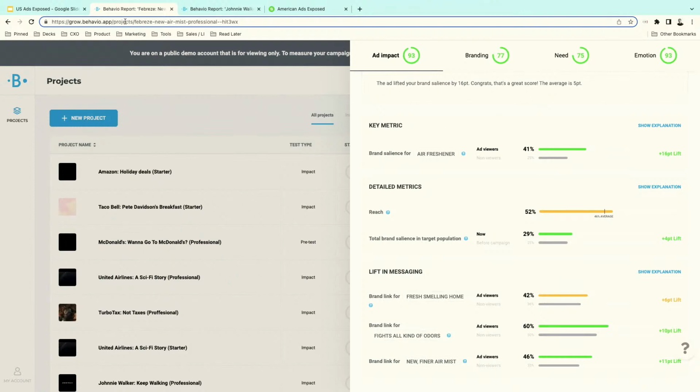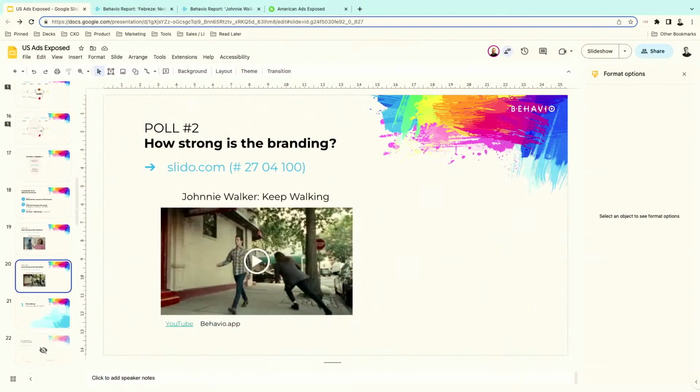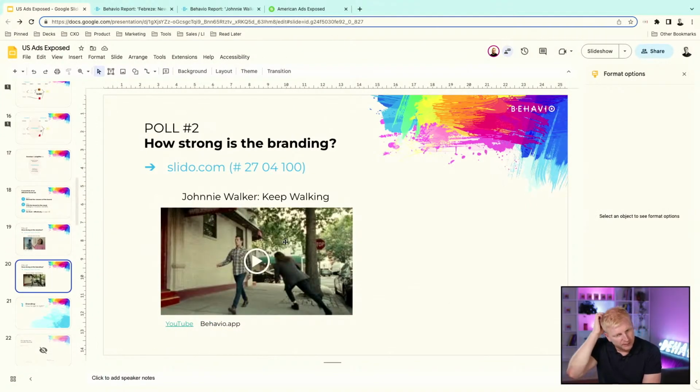Okay, so let's have a second ad, and this is Johnnie Walker. Again, now the question is a little bit different. How strong do you think is the branding in this ad? And let's watch it.